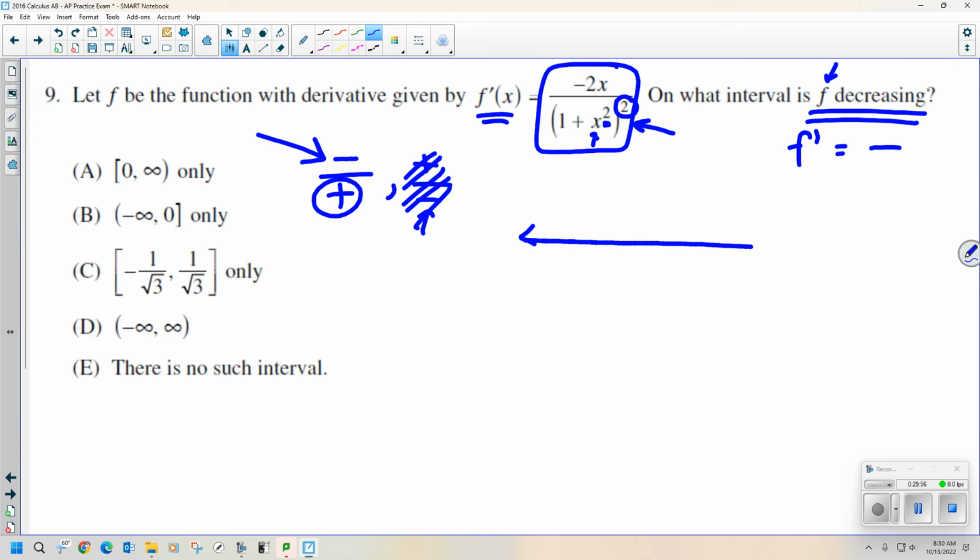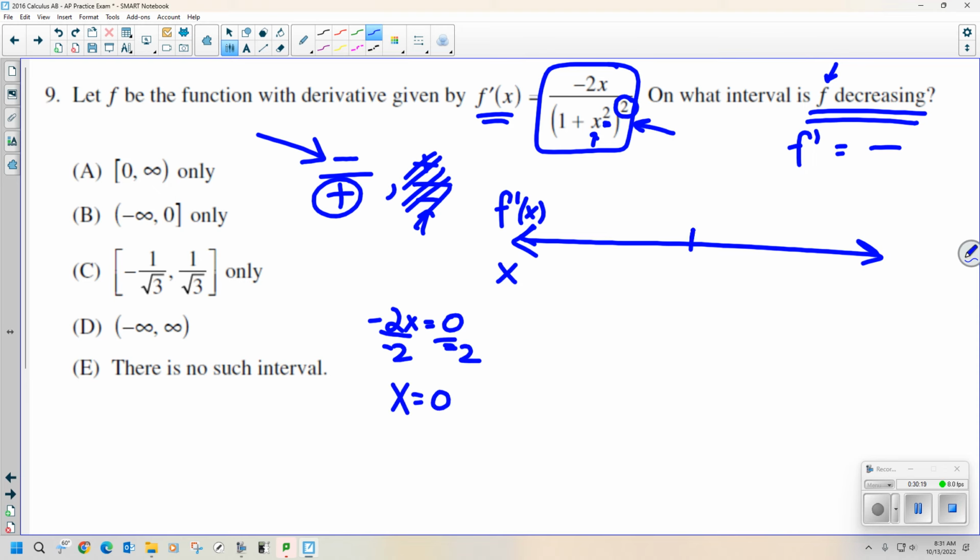I like using my number lines. And let's figure out on each side of the zeros if it's positive or negative, all right? Here's my x value. Here's the first derivative of x. Okay, so negative 2x equals 0. I'm finding my critical point, okay? Divide by negative 2, and that happens when x is 0. So right here at 0, my first derivative is 0.